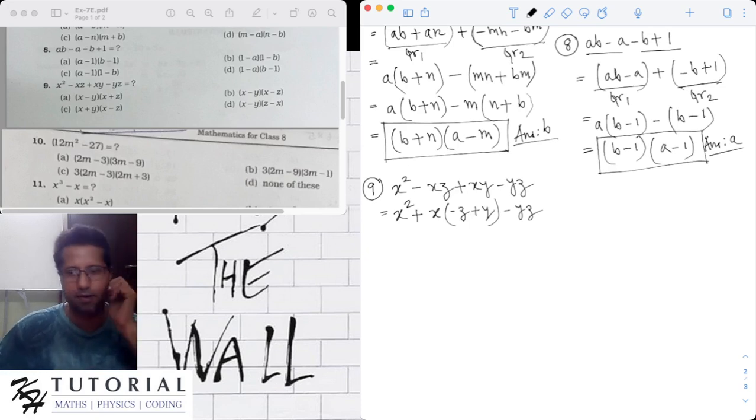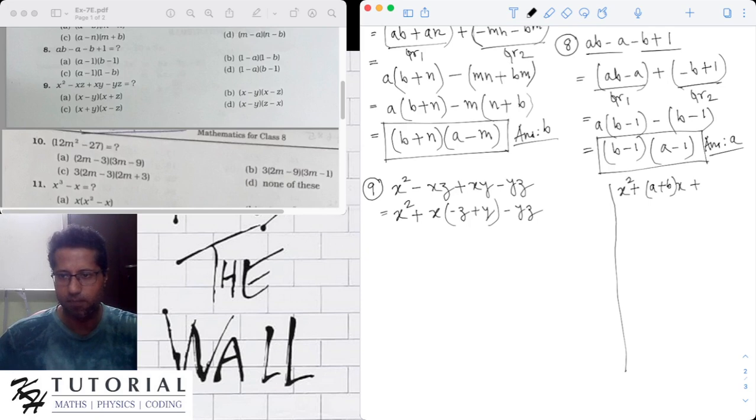Now you must be familiar with one formula or identity, that a quadratic trinomial of the form x square plus (a plus b) multiplied by x plus ab can be factorized as (x plus a) multiplied by (x plus b). This is very important, you must always remember. So in this given polynomial, which is also a quadratic trinomial, we can see it is x square plus x into (minus z plus y). It is not of the form y plus z. Also the last term is minus yz, it is not plus yz.